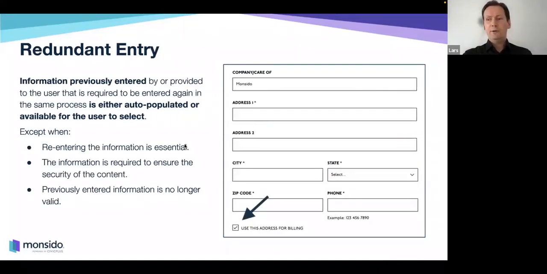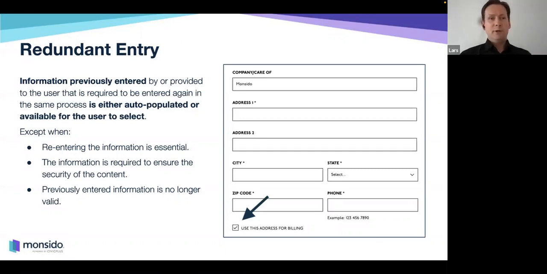Then we have the redundant entry. That's the next slide. And redundant entry. Let's say you have some kind of process where you are filling out some data in a form. That could be like in this example we have here, like a checkout process, like in a web shop, for example, but it could be other stuff.